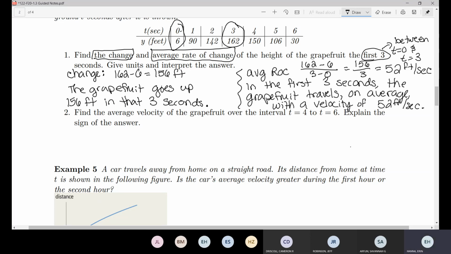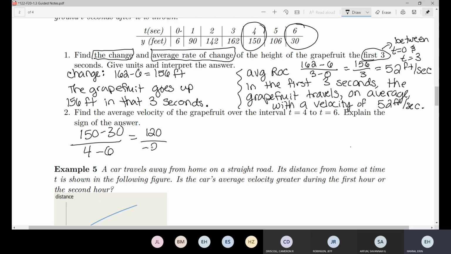And one more bit, and then we'll be done, as long as there are no questions on that. Okay. Find the average velocity of the grapefruit over the interval 4 to 6. Explain the sign of the answer. So here, average velocity, so just the average rate of change, again, between 4 and 6. So we've got 150 minus 30 over 4 minus 6. So 120 over negative 2. So negative 60 feet per second.